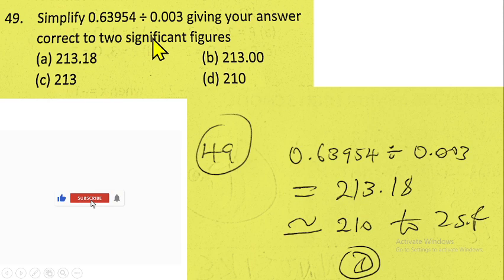Also, you have to simplify this, giving your answer correct to two significant figures. Then how do we do that?